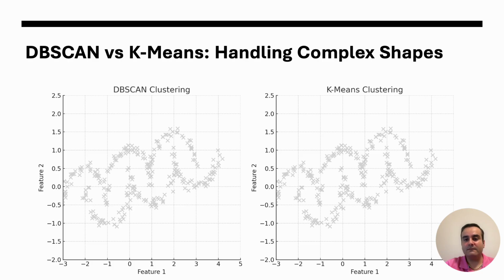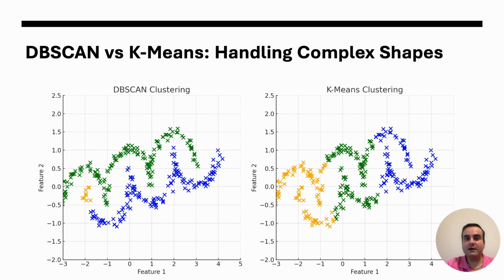On the right, we see k-means trying to cluster the same data. K-means assumes that clusters are roughly spherical. It cuts through the crescent shapes awkwardly because it tries to split the space into equally sized circular groups. This leads to poor clustering results for non-spherical data.